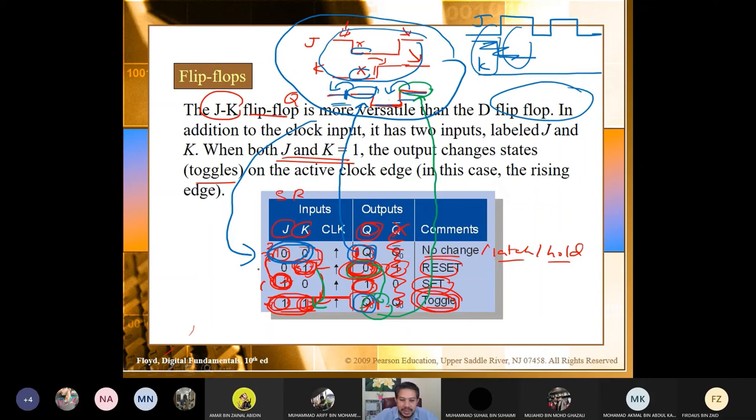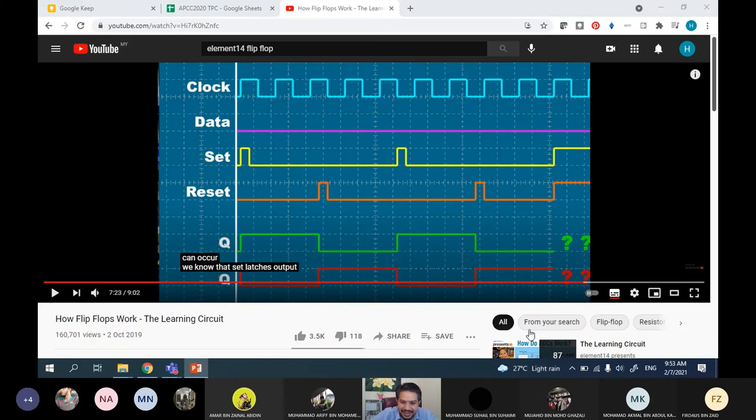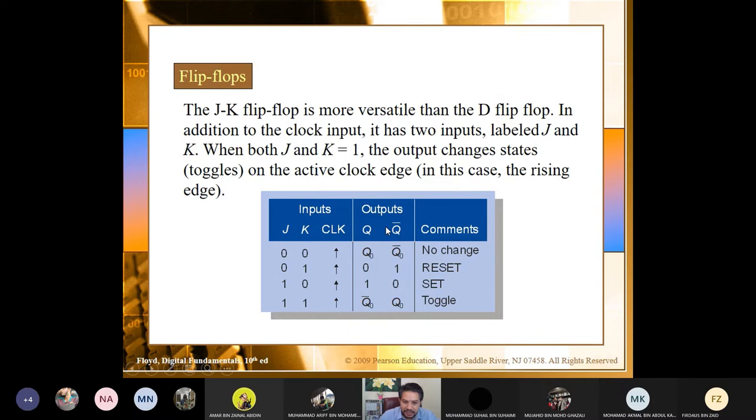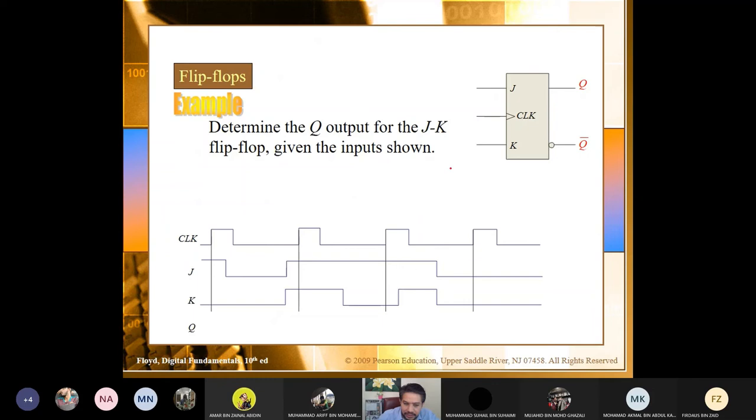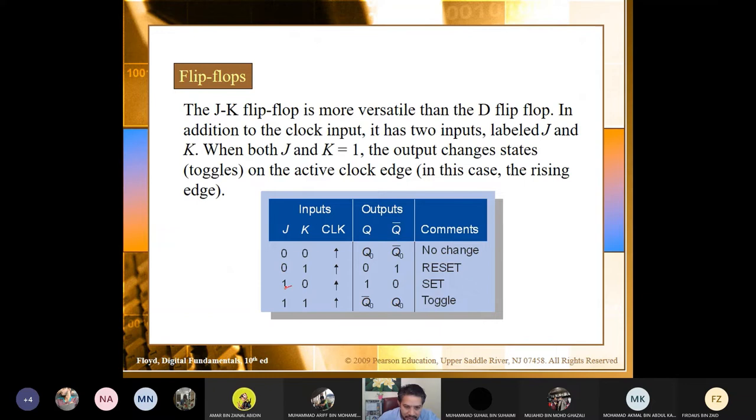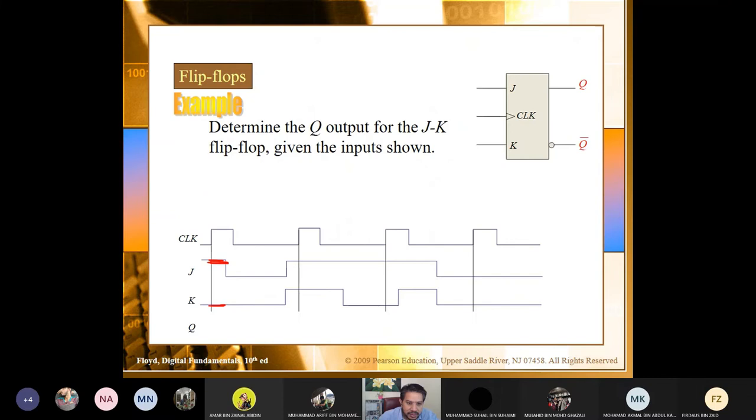Okay, I better clean this one. Okay, let's try again. Okay, so the point here, we look here. If this is high and this is low, this is the condition we look at. If J is high and then K is low, it is the condition for set. So what we expect is that Q follows J. So this is the condition we call set.